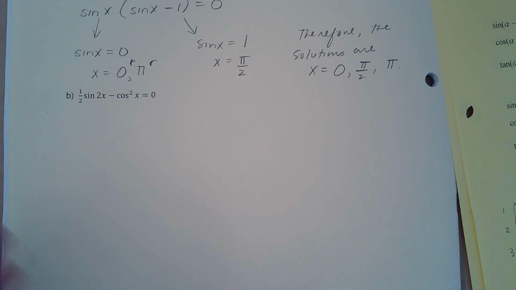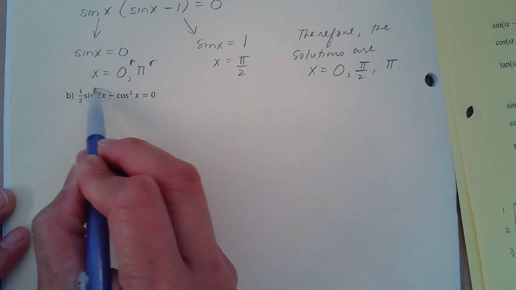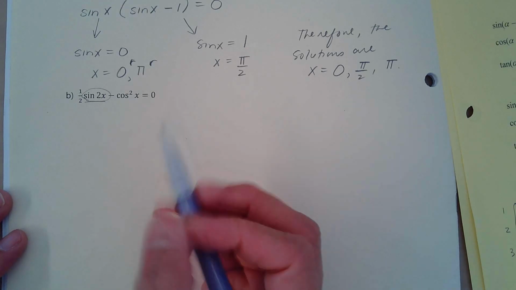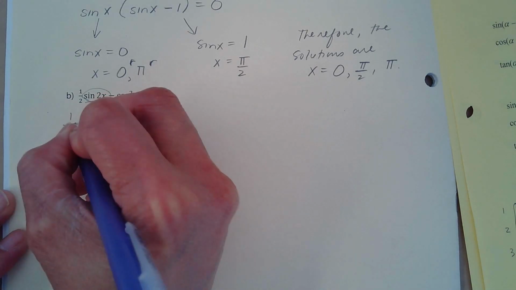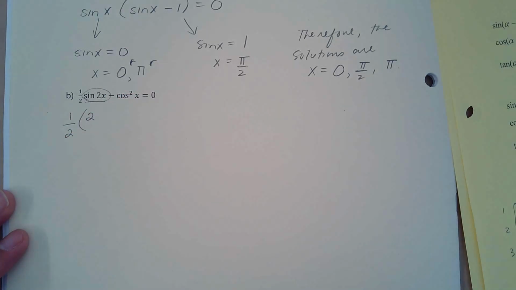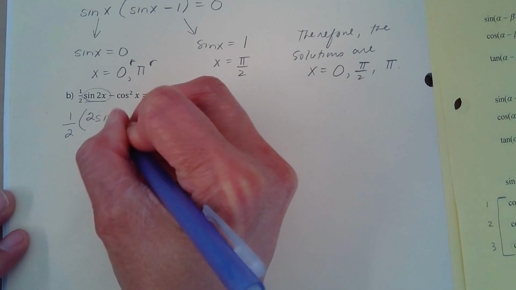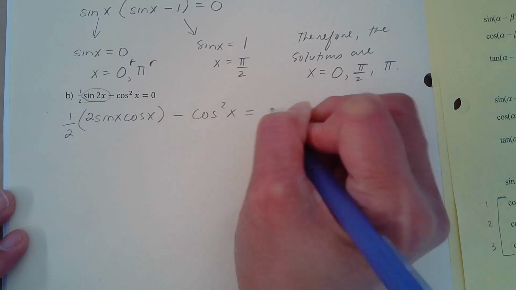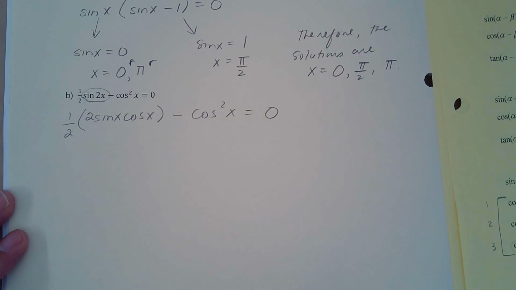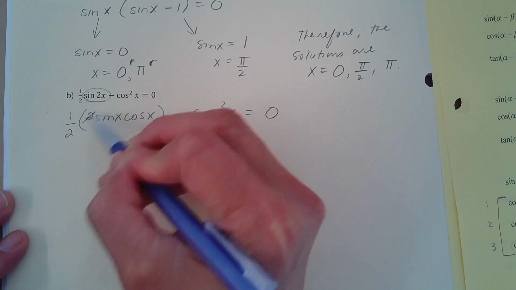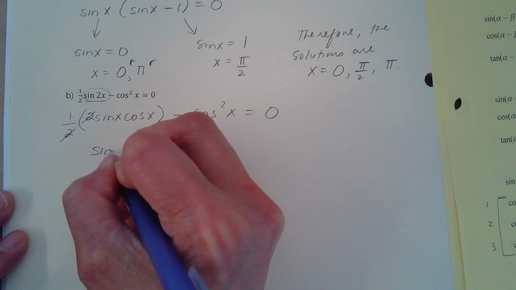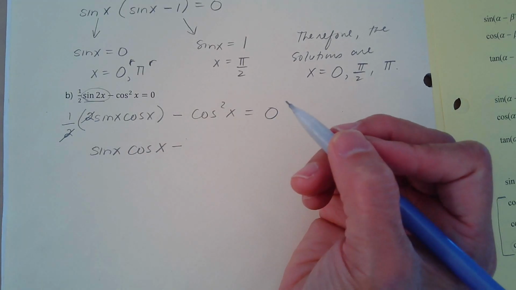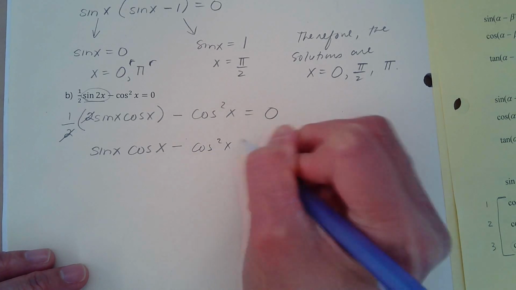So for the last one, part B, here's a double angle. We can replace that by 2 sine of x cos of x minus cos squared of x equals 0. Okay, so the 2's would cancel. So we're left with sine of x cos of x minus cos squared of x equals 0.